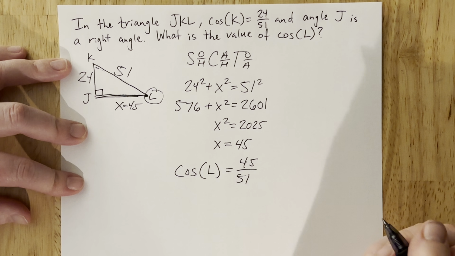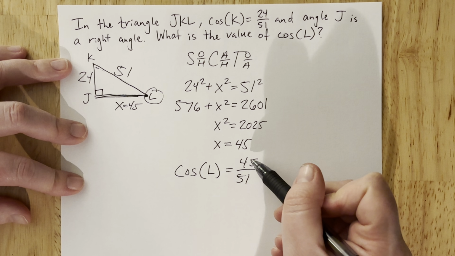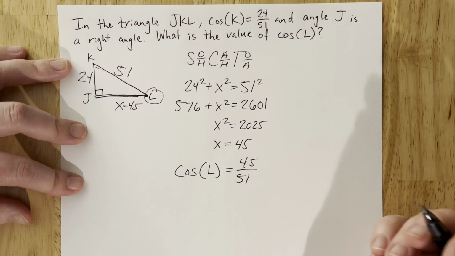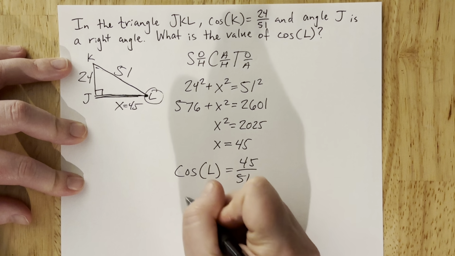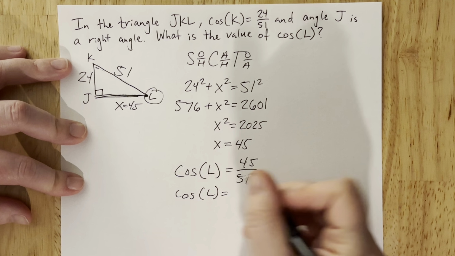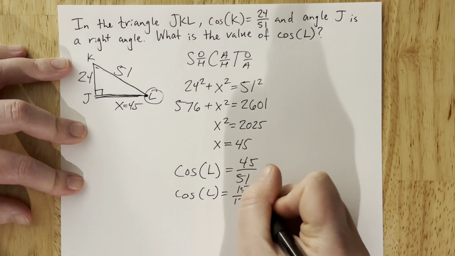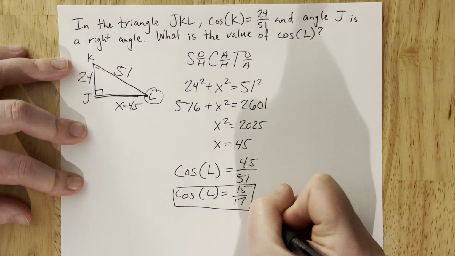So I can leave it like this, I could turn it into a decimal, or I can also reduce it. I know that 45 and 51 are both divisible by 3. So I could reduce by 3 from the numerator and denominator, and that would be 15 over 17. And that's probably how I'd feel most comfortable leaving it.